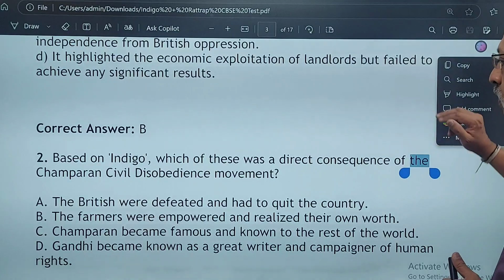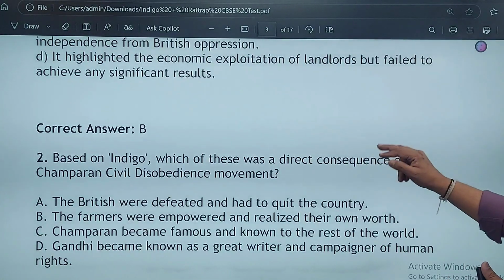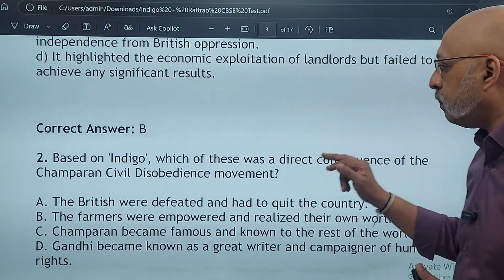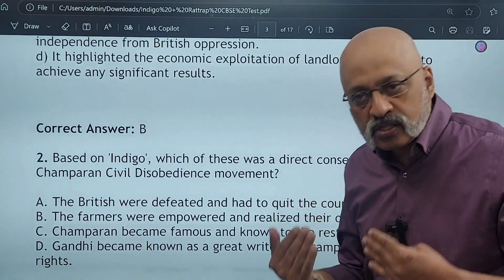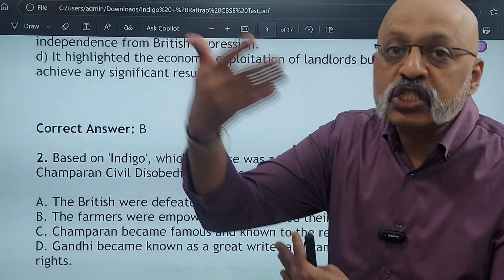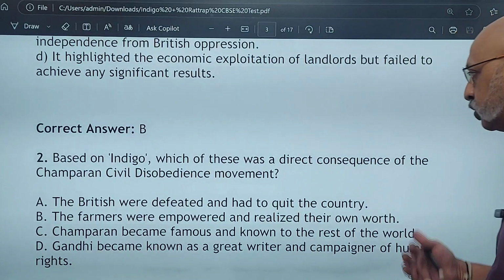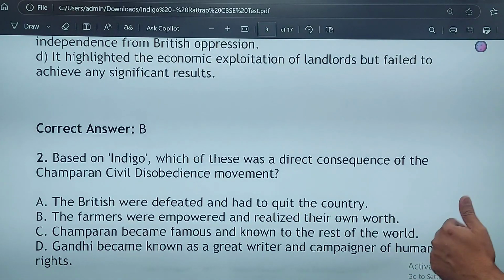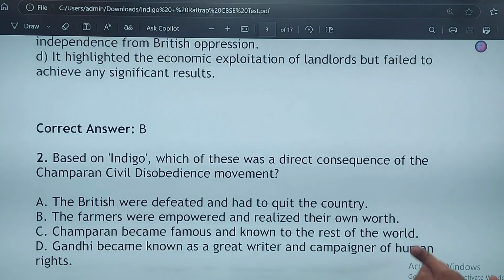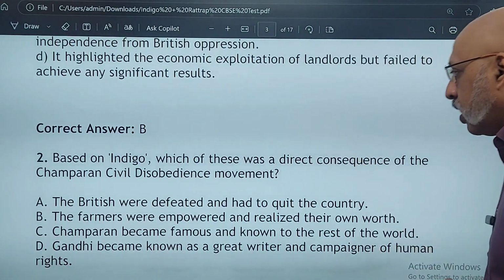Based on Indigo, which of these was a direct consequence of the Champaran civil disobedience movement? Civil disobedience means your civil society is disobeying the rule of the British. So, which of these was a direct consequence? The British were defeated and had to quit the country? No, obviously not. The farmers were empowered and realized their own worth. Champaran became famous and known to the rest of the world. That happened. But is that what you're talking about?